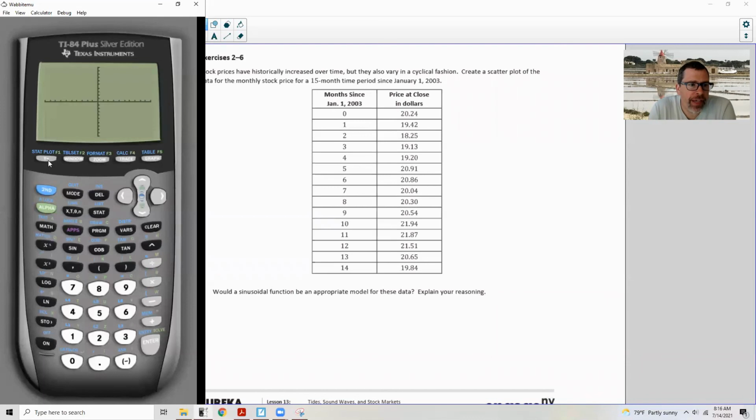Okay, I didn't turn my stat plot on. So I've got to go up and hit plot, and I have to turn my stat plot on. Now if I hit graph, it should be there. Zoom 9. There it is. Okay.